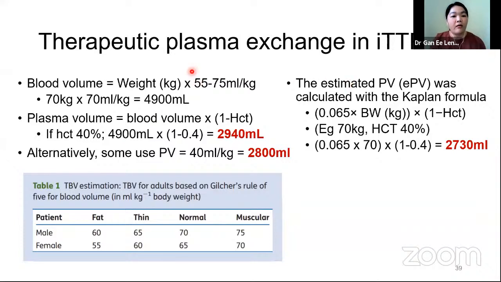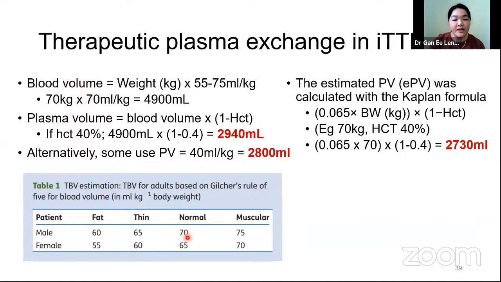I received many calls about how much volume to do. We have basically about 3 ways of calculating the volume. If you remember, our blood volume is the weight multiplied by 55 to 75 ml per kg. This is the total body blood volume for adults based on Gilcher's rule of 5 for blood volume. You can see that male, female, fat, thin, normal, or muscular patients have different ml per kg for their blood volume.